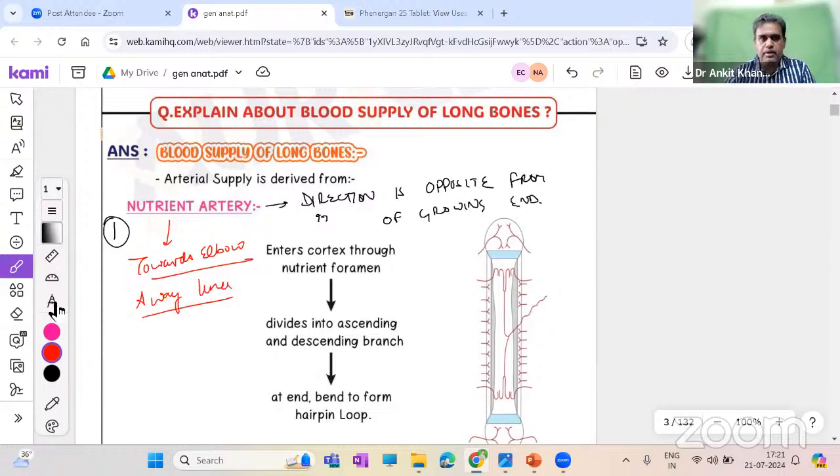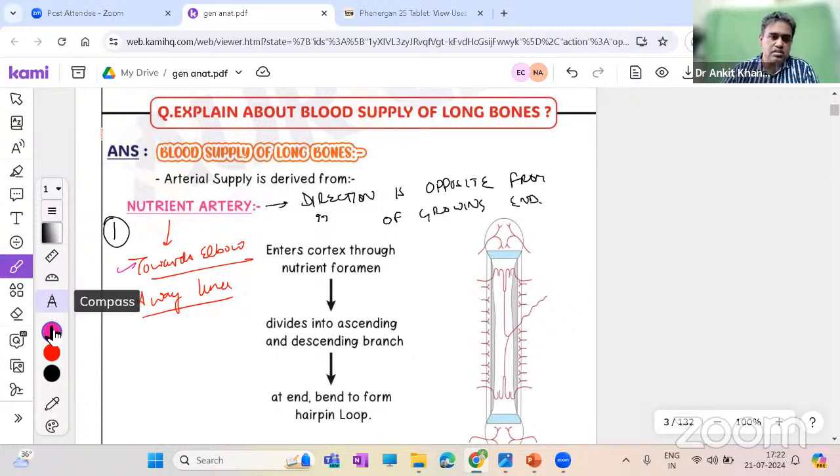If you talk of the upper limb, that is towards the elbow. If you look at my hand over here, this is my arm and forearm. So this is the elbow, right? The nutrient artery direction is towards the elbow. So this is the arrow over here, and from here to here, this is the arrow. So the nutrient artery is going where? Towards the elbow. It means that the wrist and the shoulder are the growing ends of the bone. These two are growing ends, therefore the nutrient artery direction is opposite to it.